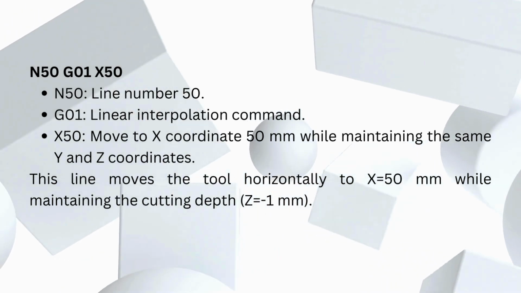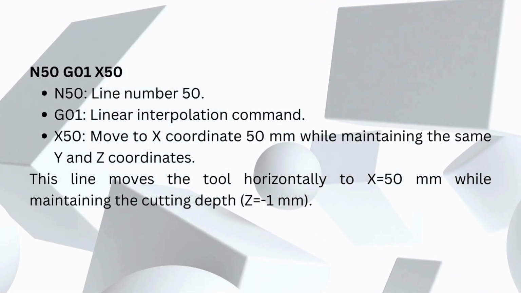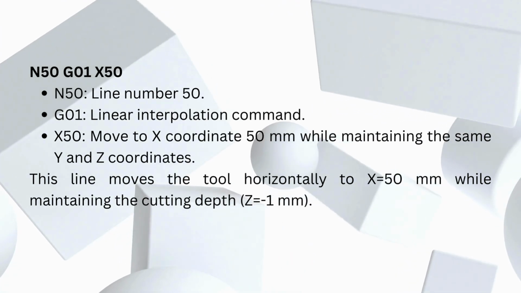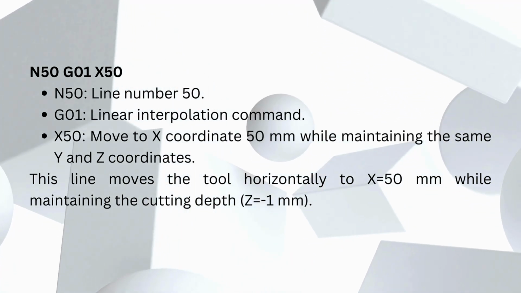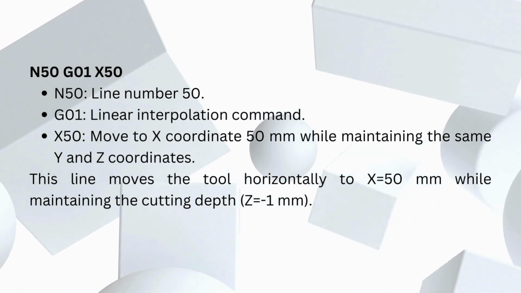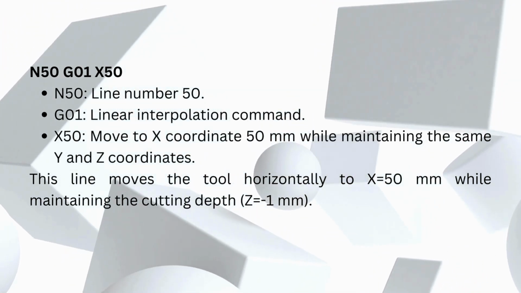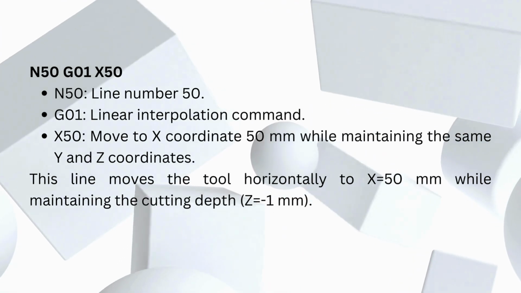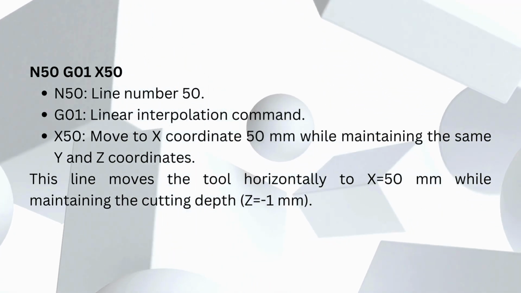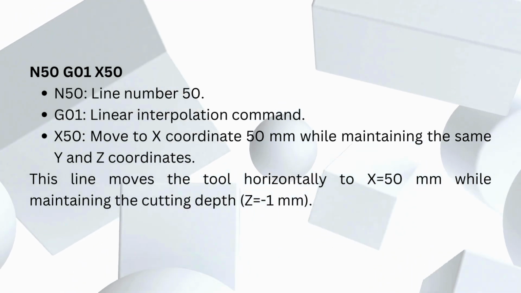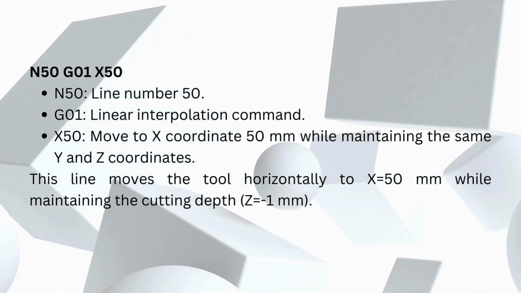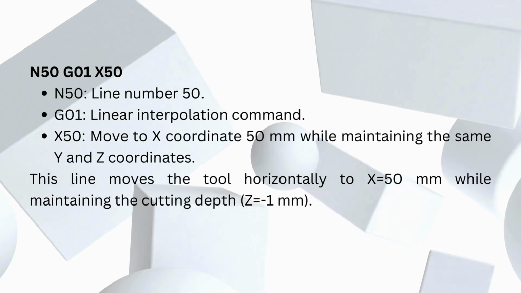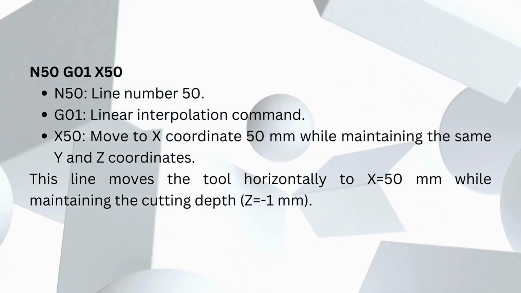N50, G01, X50. N50, line number 50. G01, linear interpolation command. X50, move to X coordinate 50 mm while maintaining the same Y and Z coordinates. This line moves the tool horizontally to X equals 50 mm while maintaining the cutting depth Z equals -1 mm.